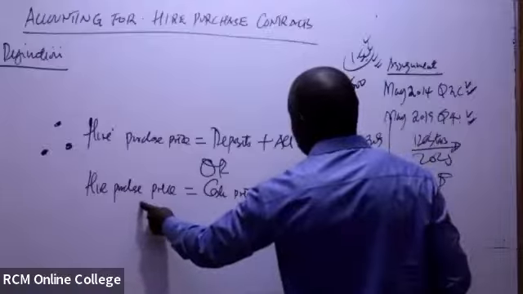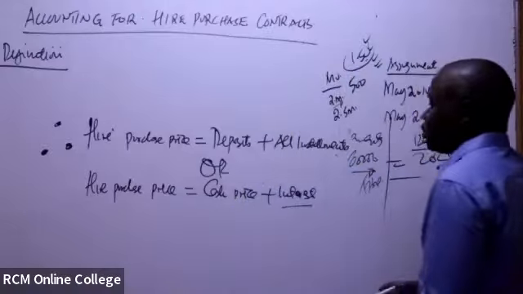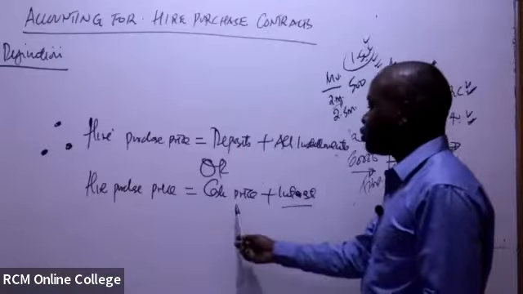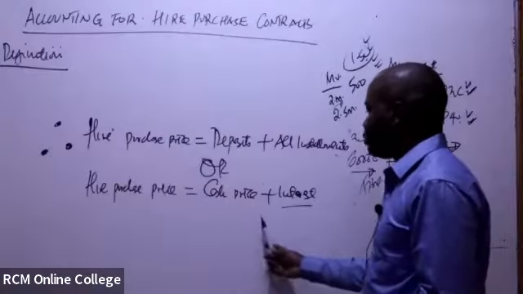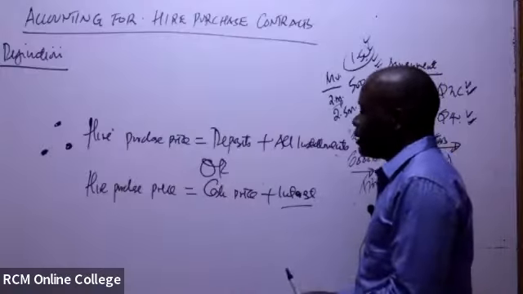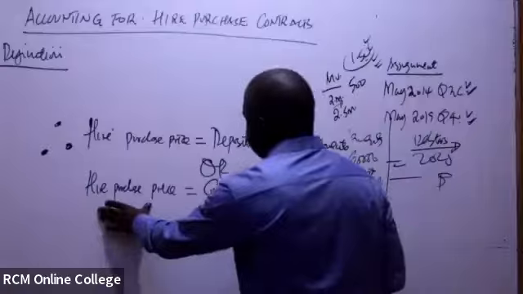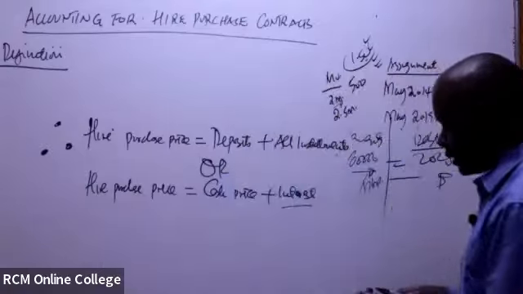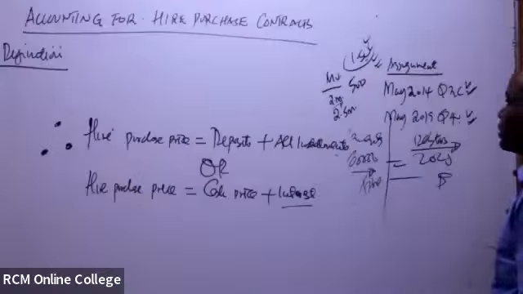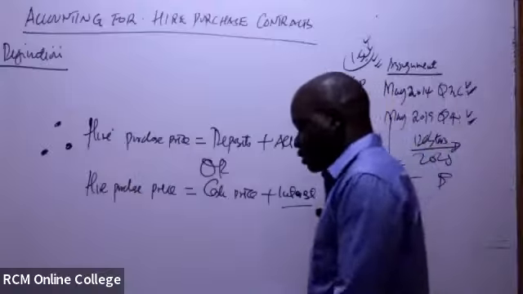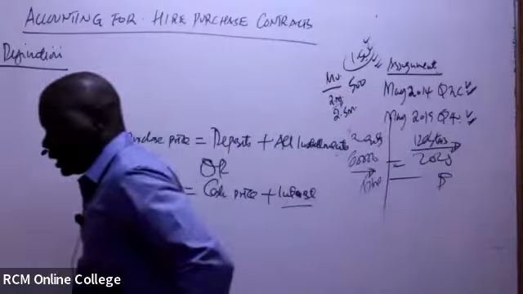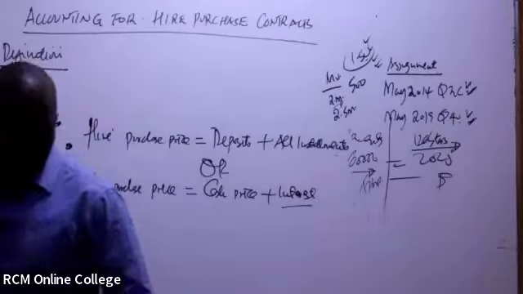So the hire purchase price is always higher than the cash price. So on the cash price, we charge some kind of interest. Then we eventually see what will be the hire purchase price of the goods that we're selling to the hirer. So that is what will likely happen.